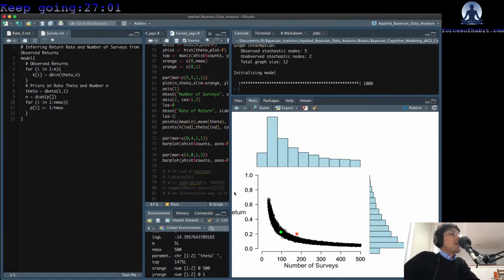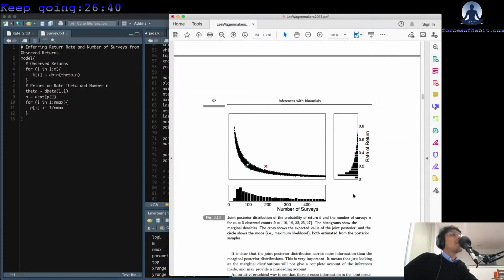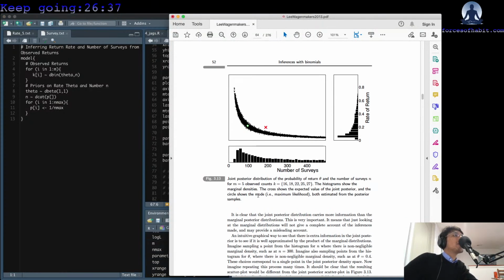So we have return rate. This is theta. Is it theta in this case? Yeah, theta. And then we have number of surveys, maximum 500, minimum 1. We have observations. And this x and this green point are representing... The circle shows the mode, so it's the maximum likelihood. It's what the frequentist estimation strategy would give us, right? Both estimated from both samples. The cross shows the expected value of the joint posterior. Oh, so this is the maximum likelihood.